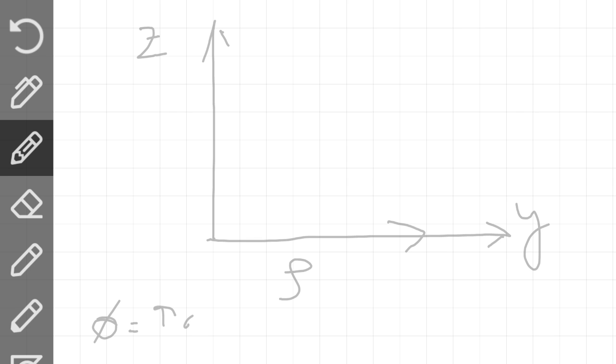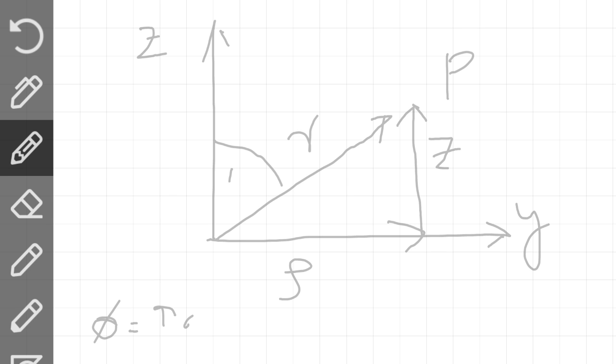And then we draw another line parallel to the z-axis such that the length of this line is equal to the z coordinate of the point under observation. So we get this particular point, and this point is in terms of rho, phi and z. Then we connect this point to this point, and this line is represented by r, and you see r makes an angle theta with respect to the z-axis.